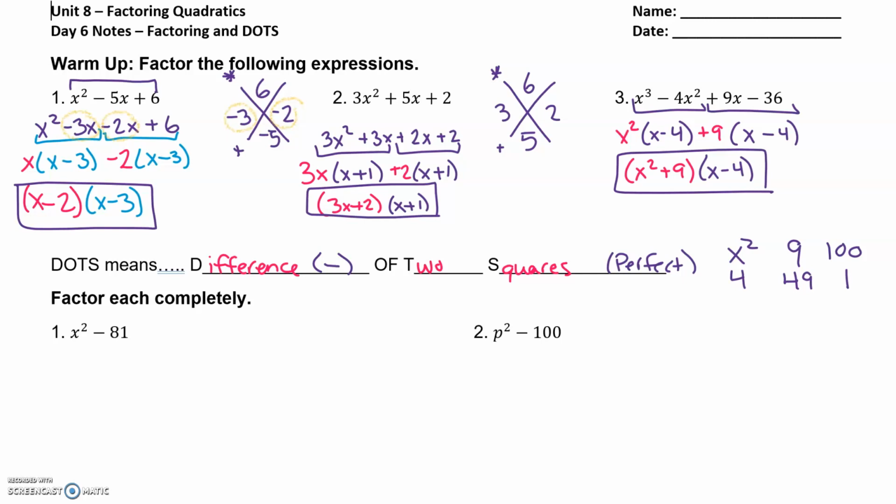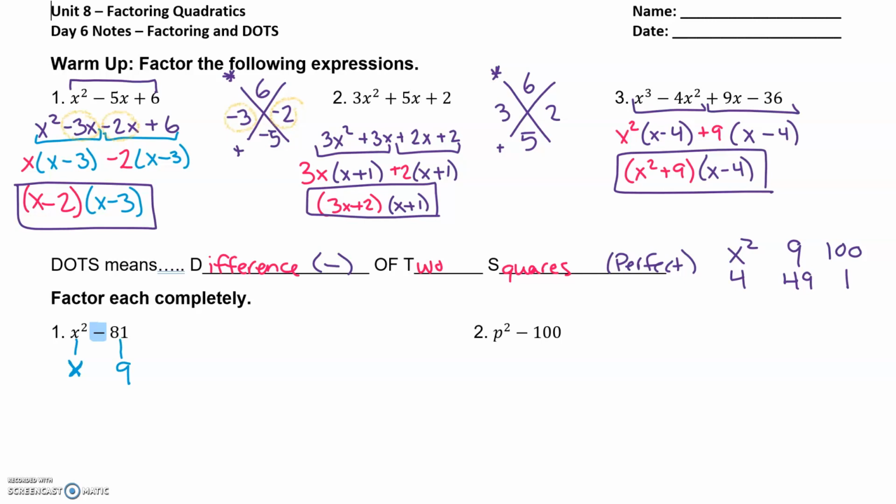So let's look at example 1 here so we can see what that really looks like. Number 1 says x squared minus 81. Well, first off, we do have a difference, so we are using subtraction, so that's good. Next thing I want to look for is that both of those terms, the x squared and the 81, are perfect squares. Well, x squared is a perfect square. X squared is the perfect square of x. X times x gives me x squared. 81 is a perfect square of 9, because 9 times 9 is 81.